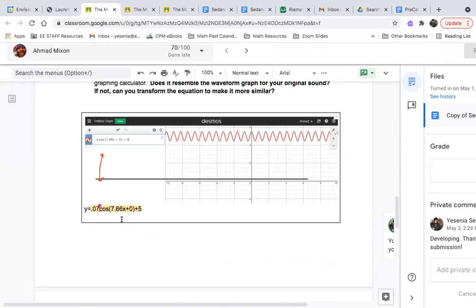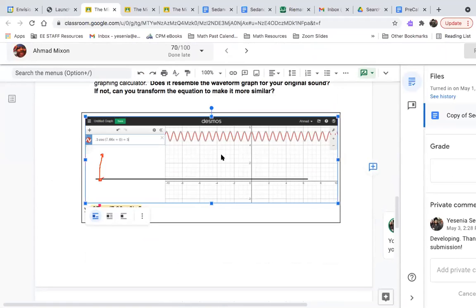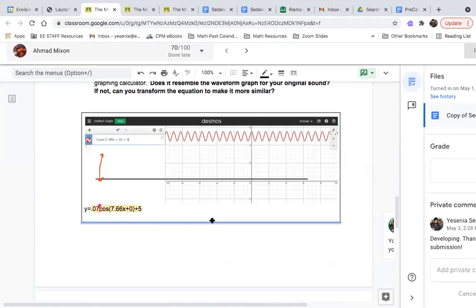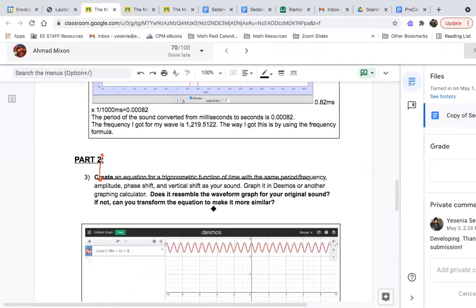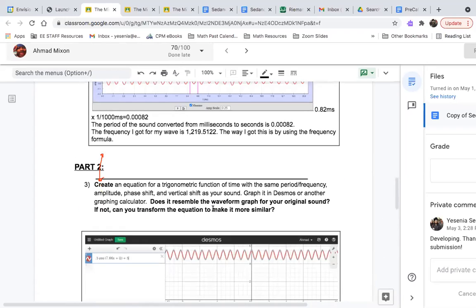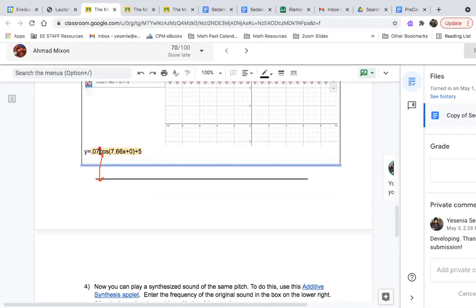Wait, Miss Sedano, the graph doesn't look the same as my wavelength. Which graph? This one here? Yeah, the one from Desmos, it looks different. I haven't put it on yet, but I can. Okay, so we're gonna have to make sure. Basically, does the amplitude look different? Does this one here look different? Or is it basically the other parts of it? The amplitude, I believe, the 0.07. Can you share your screen? I'm on my phone, but I'll just take a screenshot and put it on the document. Yeah, go ahead and do that, and then we could take a look.